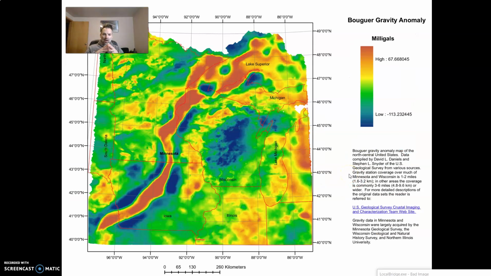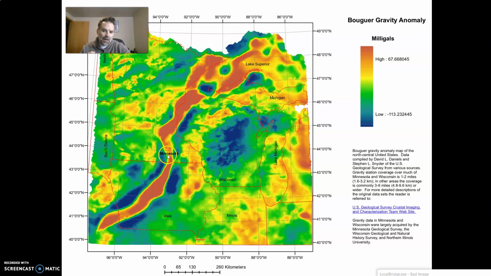So here's basically the Bouguer gravity anomaly, and it's measured in milligals. It's showing here you have a very low, negative gravity, and you have a real high gravity anomaly here. And this makes sense because this is the mid-continental rift that goes all the way through Kansas, Iowa, Minnesota, and all the way up through here.